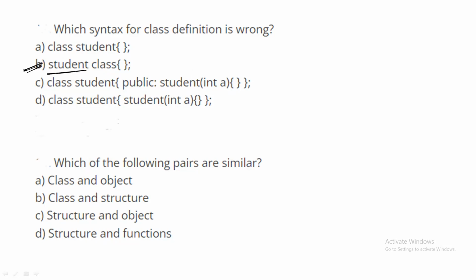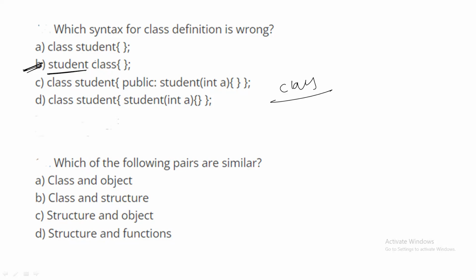Whenever you are defining a class, first of all, there is a requirement to use the class keyword in front of that particular name of the class, right? So you have to write class first. The class keyword will come first of all. Here we are using the student keyword, so this is not correct. So let's move on to the next question.